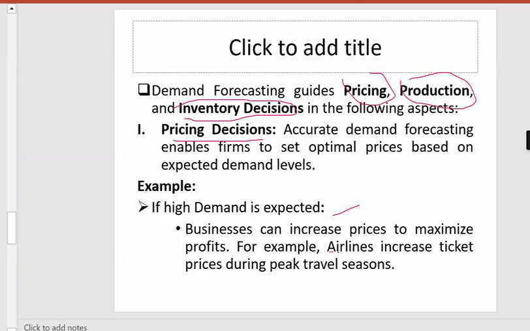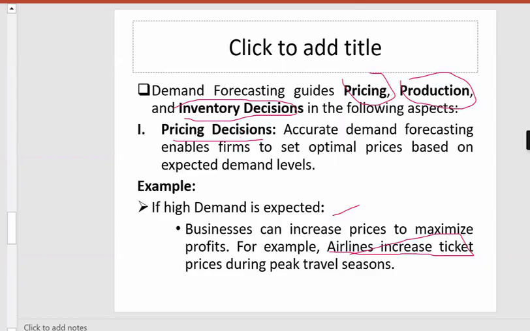This is just an example of airline tickets. Huwa mara nyingi zinaongezeka during a peak season. For example, during December or holiday seasons, most students, international students, they travel everywhere. That means expect the price of airline tickets to what? To increase. That means that's the time where businesses, firms, they increase what? Wanaongeza bei. I'm just explaining how demand forecasting can guide us in pricing, can guide us in production, can guide us in what? Inventory decision.